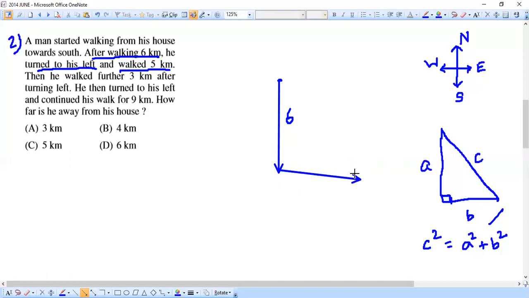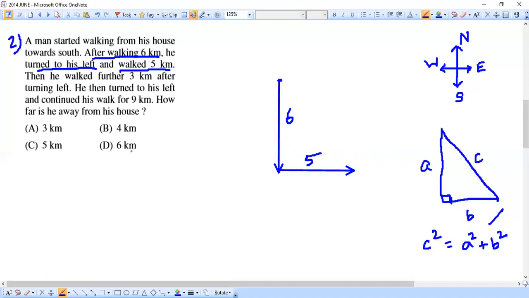Let's see how much distance he is traveling. It is given to be 5 kilometers. Let's note that he is walking 5 kilometers. I'll just write that 5 here. He is walking 5 kilometers to the left.